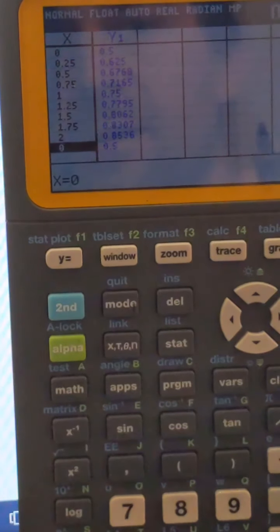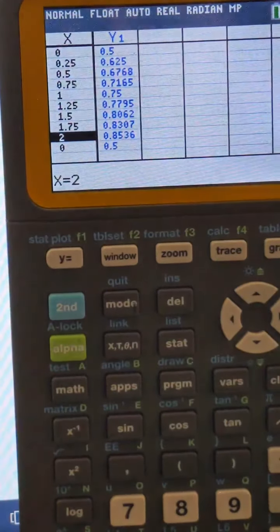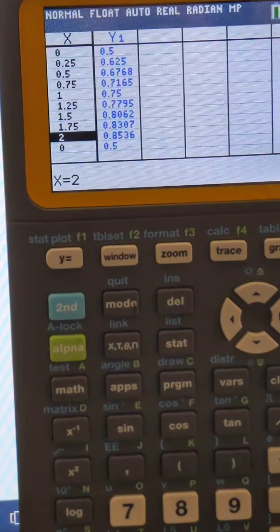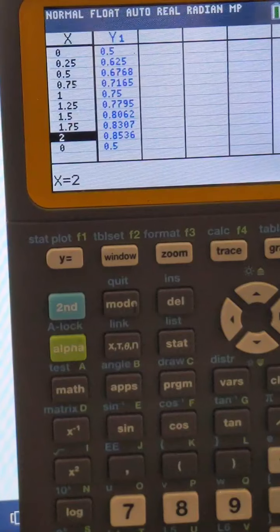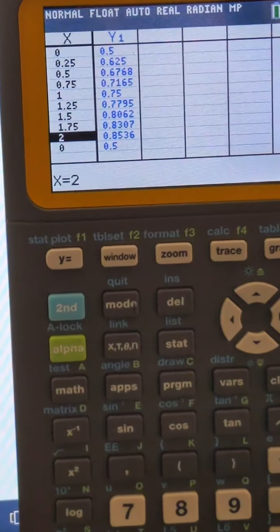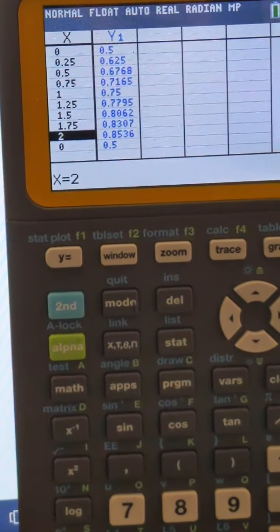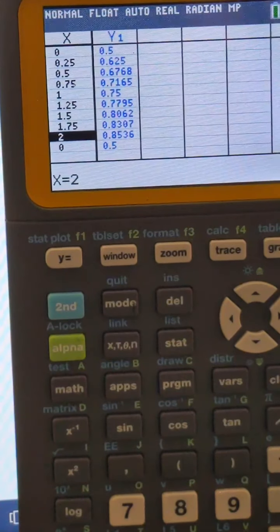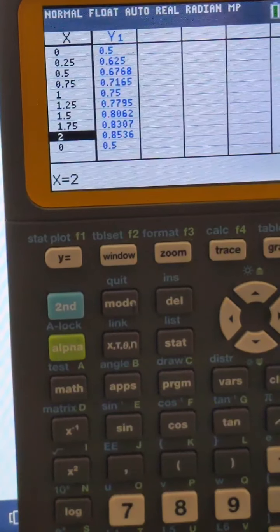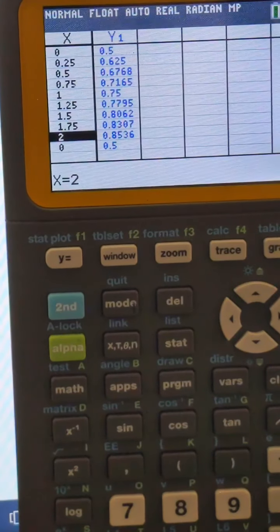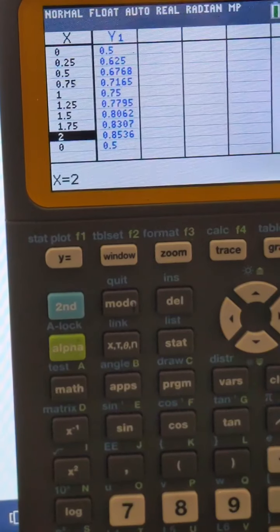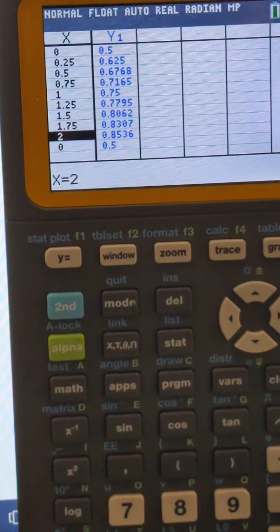I'm going to start at the bottom and go up. So we got 0.8536, 0.8307, 0.8062, 0.7795, 0.75, 0.7165, 0.6768, and I'm going to stop at 0.625.